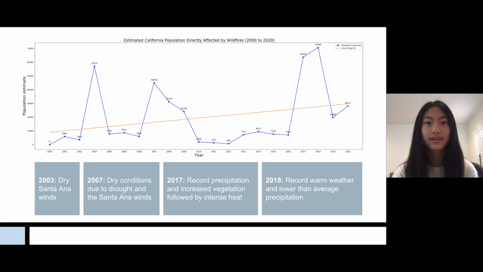After plotting our calculated values on this line graph, we created a line of best fit, the orange line, to examine any trends. Although the line of best fit shows an increase in population affected by wildfires over the years, there are some notable outliers.